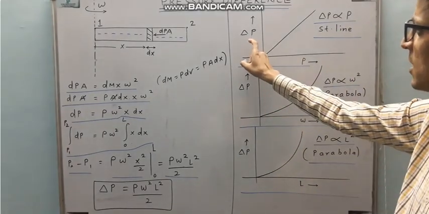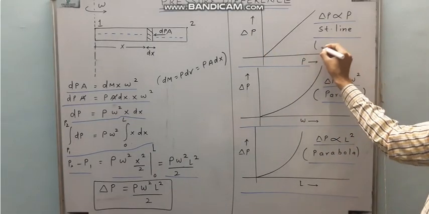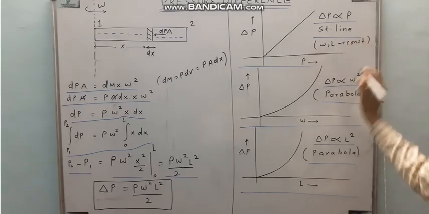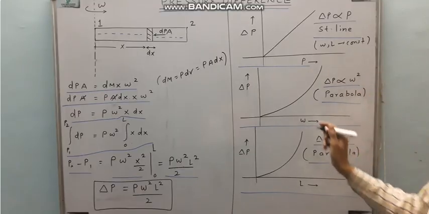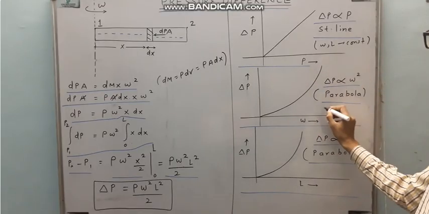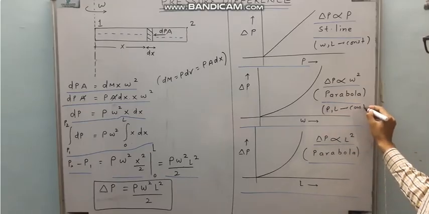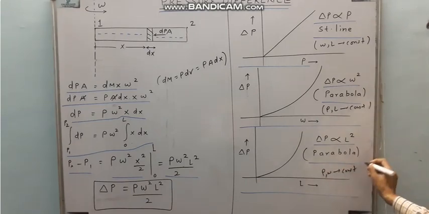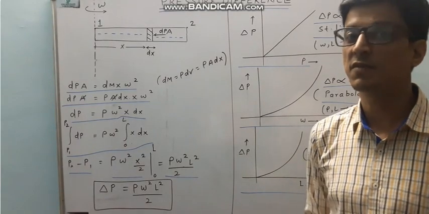So the first thing is the graph between delta P and rho will be a straight line. Here we have assumed that omega and L are constant. Similarly, the graph between delta P and omega will be a parabola because it's proportional to omega square. Here we have assumed that rho and L are constant. Similarly, the graph between delta P and L will also be a parabola. Here we have assumed that rho and omega are constant. So in this way we can derive it, and we can also analyze them graphically.